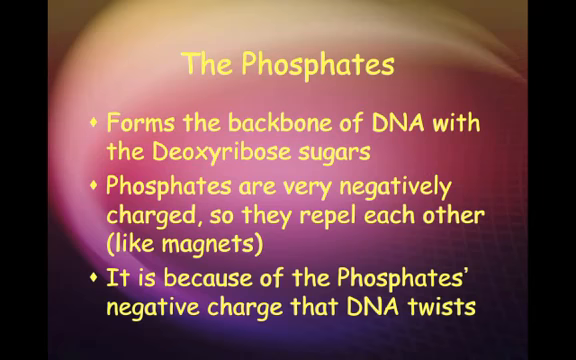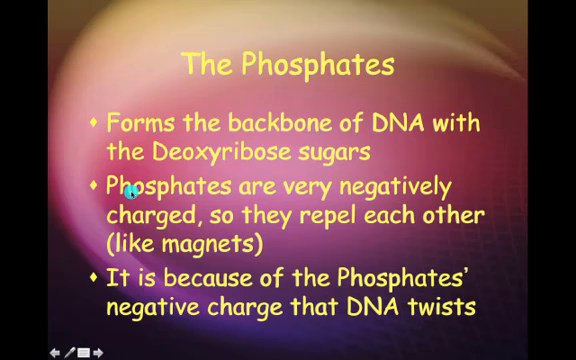So the phosphates, those are the phosphate groups that are on the up and down parts of the ladder, form the backbone of DNA. And because these phosphates are negatively charged, they repel each other. And because of that, that's what actually causes the twisting of the DNA. As one phosphate repels another, they try to get away from each other and turn into that spiral staircase.